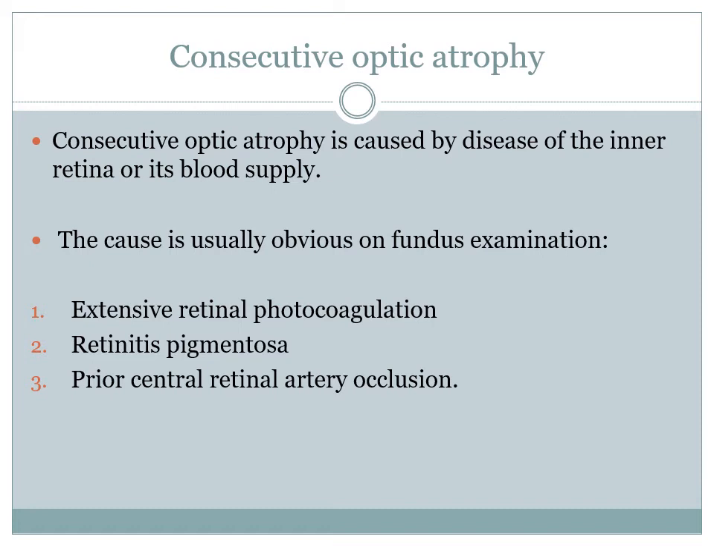Coming to the third type of optic atrophy, which is known as consecutive. Consecutive optic atrophy is caused by disease of the inner retina or its blood supply. So where is the primary damage? In the retina. So you will have to search the surrounding retina if you want to diagnose a case of consecutive optic atrophy. You must find out some disease of the surrounding retina, and only then will you be able to say that yes, probably this disease has resulted in optic atrophy.